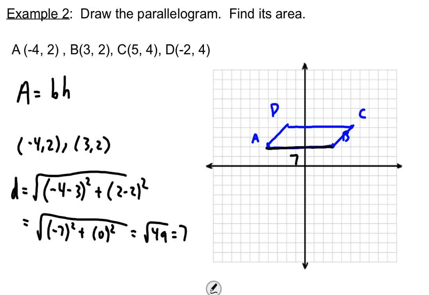All right, height. Height, again, I would look here. How far it is from the base up to the top here? Well, it's 2. I can definitely see that. So my area here is my base, which is 7, times my height, which is 2. So it's 14 square units.